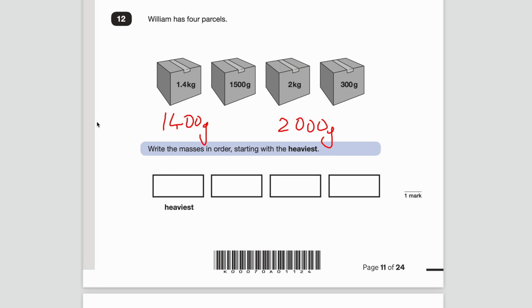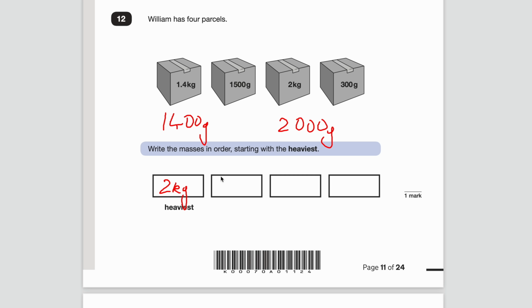So how do we order them in terms of mass? It says start with the heaviest. So quite clearly, this is the biggest number, isn't it? 2,000. So if we put that first, we know that's going to be right. However, although we've done some conversions, it's asking us to put these 4 parcels. And just to double check, you want to make sure you're using exactly the labels that they've put on. So although you know this is the biggest, you need to put 2 kilograms. I'm sure they'd be generous and give you the mark anyway, but just make sure.